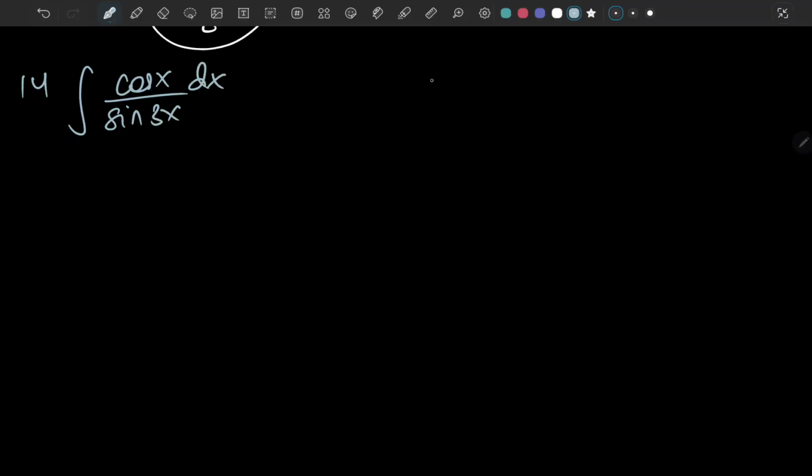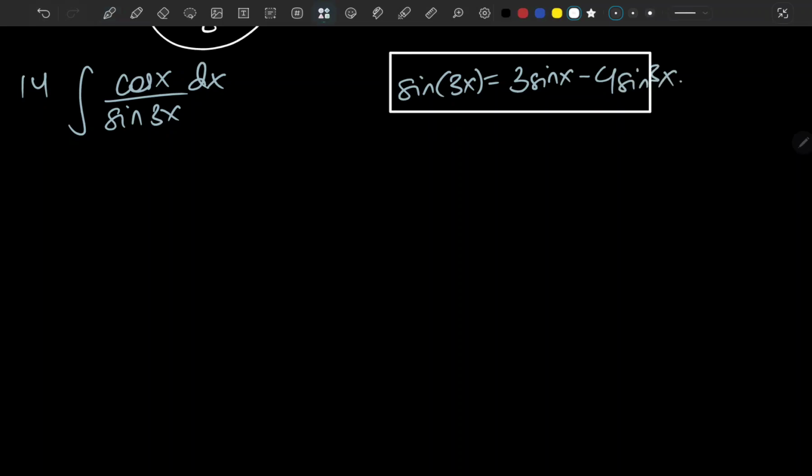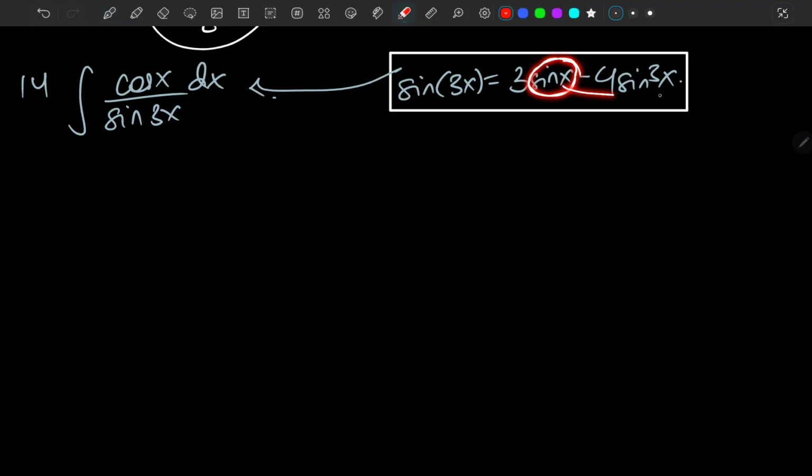Again, the formula for this is sine of 3x is 3 sine of x minus 4 sine cubed x. And when you just use this thing in this integral, now you are having terms with a single argument, that is x only.